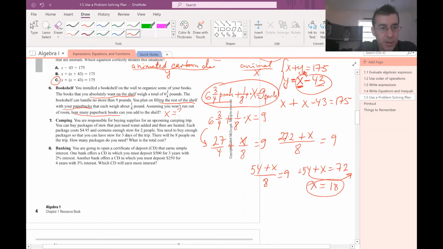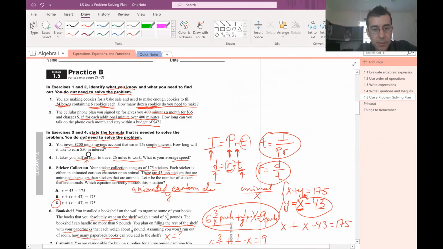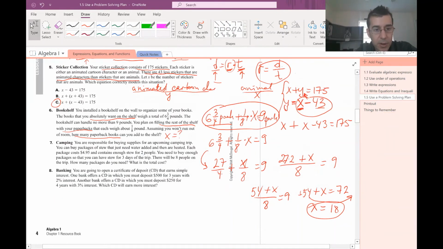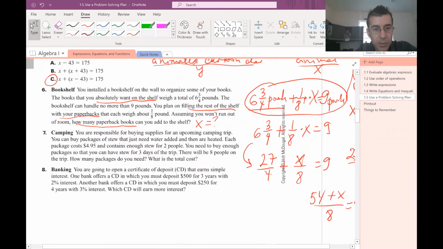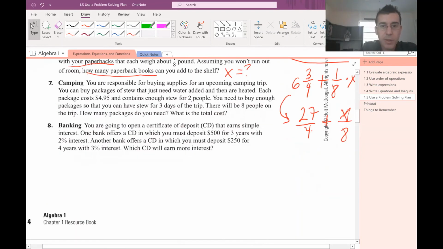Number 7. Camping. You're responsible for buying supplies for an upcoming camping trip. You can buy packages of stew that just need water added and then are heated. Each package costs $4.95 and contains enough stew for 2 people. You need to buy enough packages so that you can have stew for 3 days of the trip. And there will be 8 people on the trip. How many packages do you need?